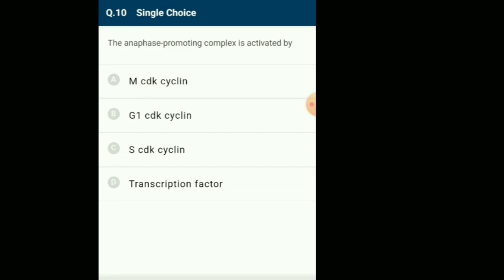M-phase cyclins form MCDK complexes and drive the cell's entry into mitosis and act on the anaphase promoting complex. So the answer for this question is option A, MCDK cyclin.